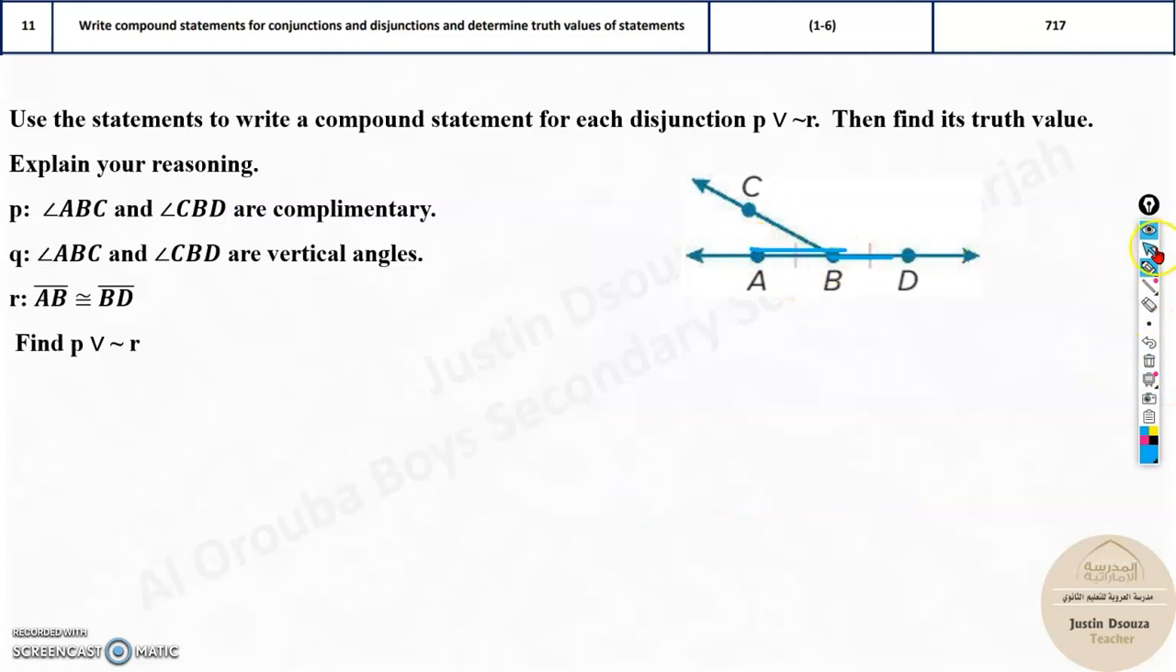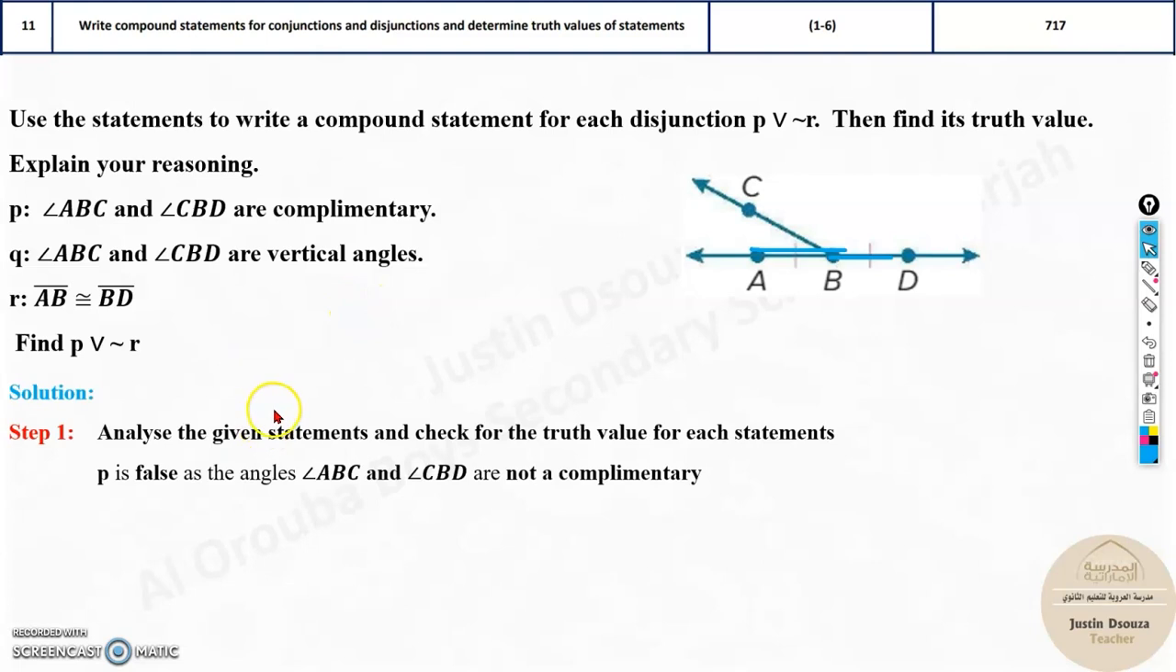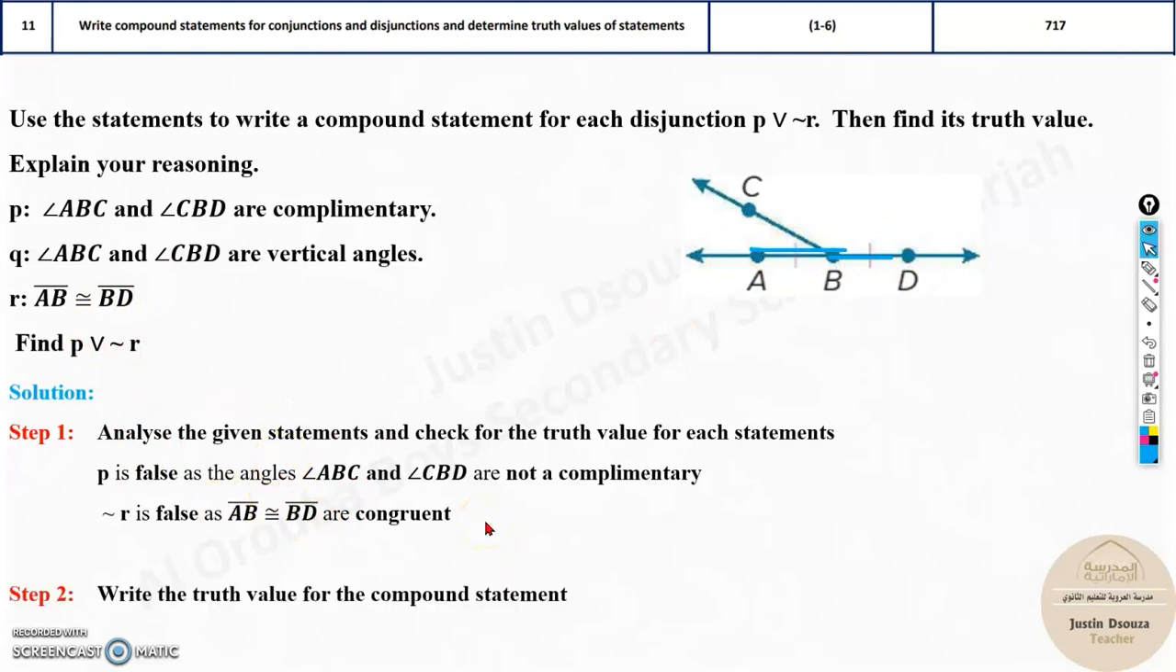Over here it's mentioned AB and BD are equal. So now let's analyze these statements. P is false. Okay, they have asked for P. It's not complementary, absolutely false. Negation of R. R is true. AB and BD are equal, but they told negation. That means it's false.